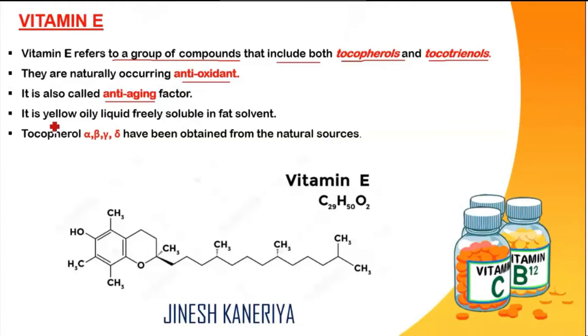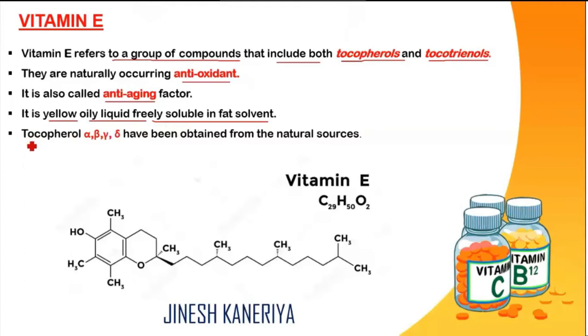These are yellow, oily liquids, freely soluble in fat solvents. So these are the fat soluble vitamins. That's why they will be soluble in fat. So vitamin E is yellow in color, an oily liquid, and freely soluble in fat solvents.